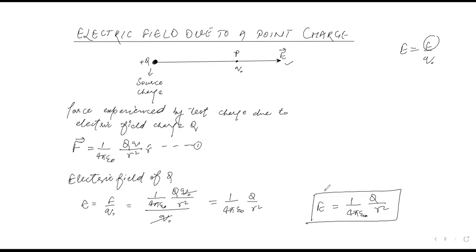Note it down, please. This is generally in vector form, because there is also a vector form. This is the magnitude of the field. Note it down first, please.